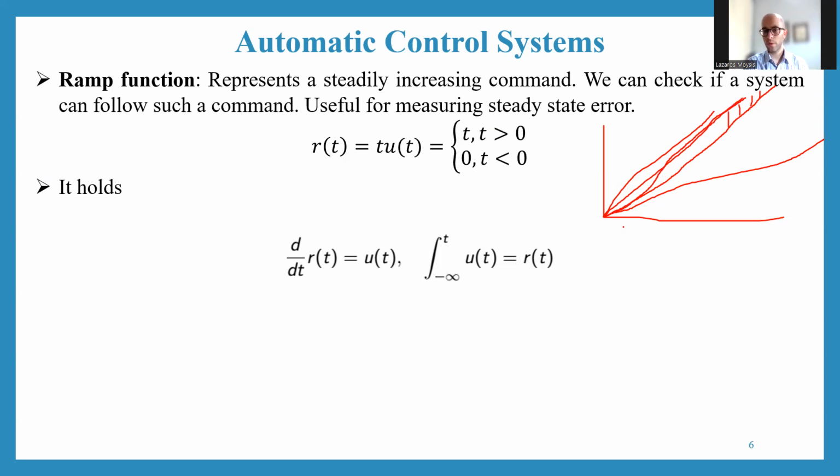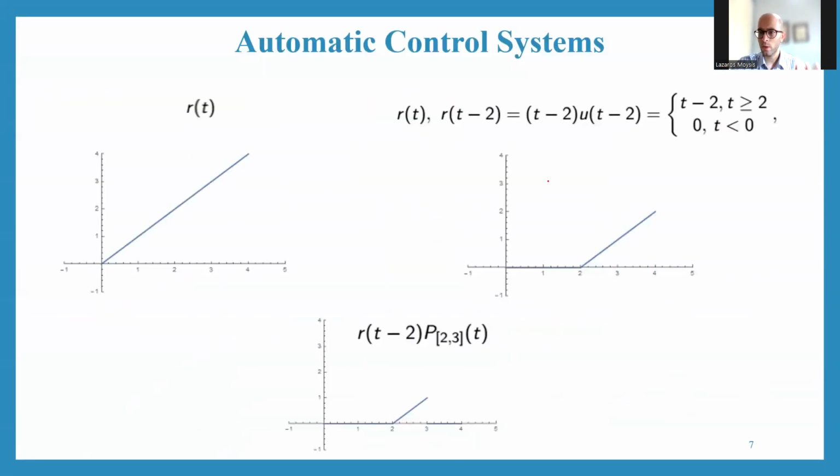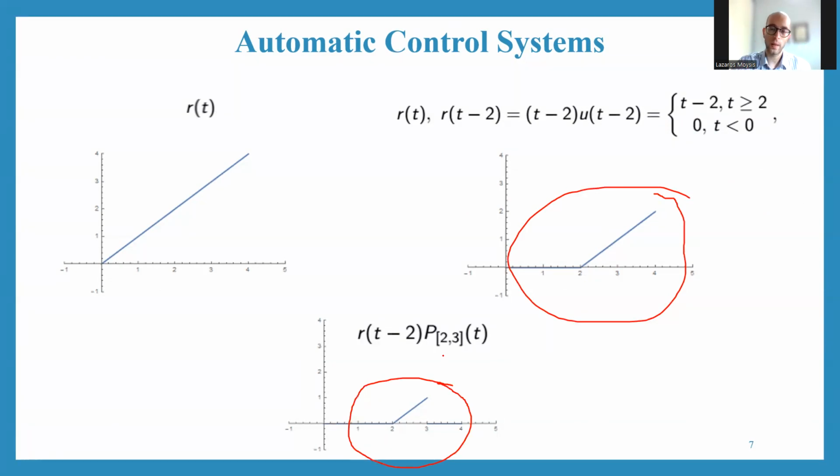Also, the derivative of the ramp function is actually the step input. That's why I said it is one step further from the step command. This is why we usually model systems using the ramp function: it is ideal for measuring the steady state error from a steadily increasing command. There are also several variations you can make with the ramp function, just like the step function. You can delay it in time; for example, here we have delayed the ramp by 2 seconds. And we can multiply it with a pulse to have a ramp input on a very specific time interval.